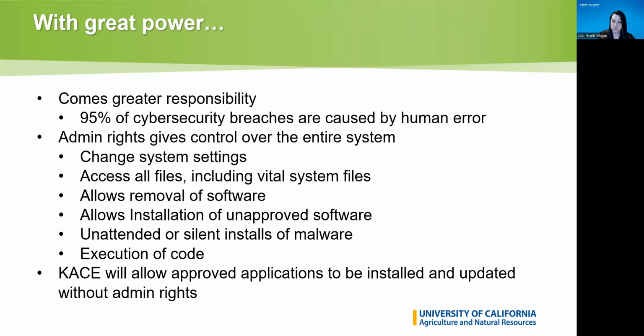Having admin rights allows you to change system settings. It allows you to access all files on the system, including vital system files that are usually hidden and can't be modified. It allows removal of software that you may not realize you even need. You're just removing stuff. It allows installation of software that hasn't gone through the vendor risk assessment process and isn't approved. It allows unintended or silent installs of malware, which is very problematic. You can click a link and not realize that something is being downloaded and installed onto your computer because you have admin rights by default. It allows execution of code, which is also dangerous, and you may not realize it's happening because it's happening behind the scenes.